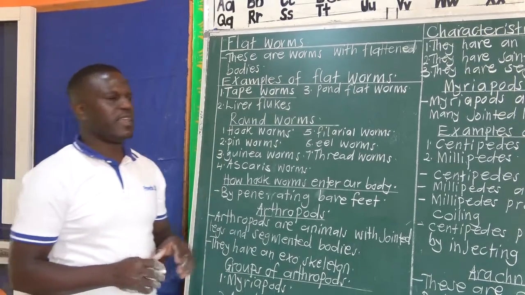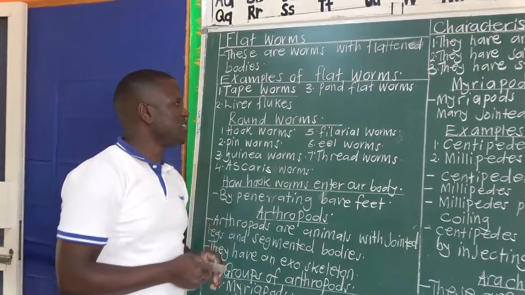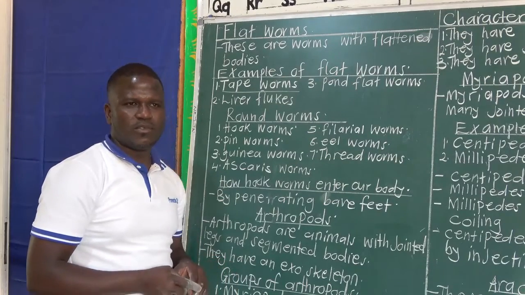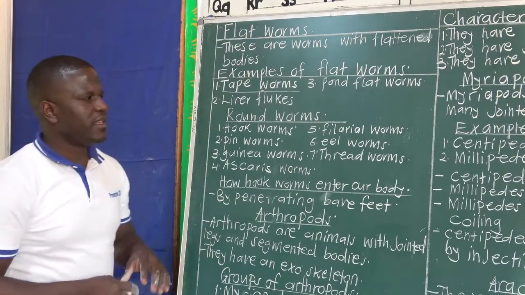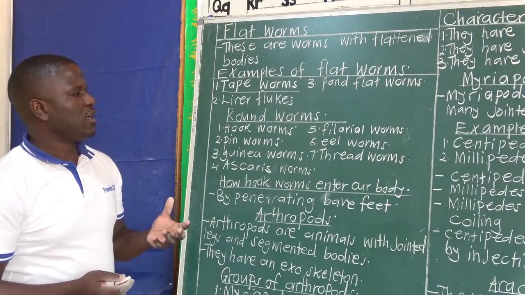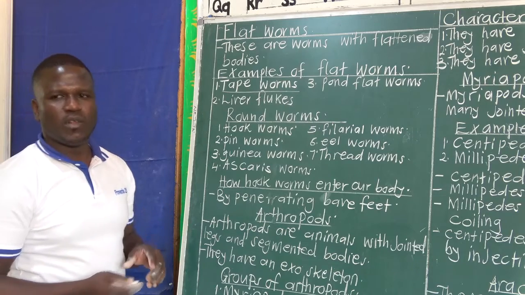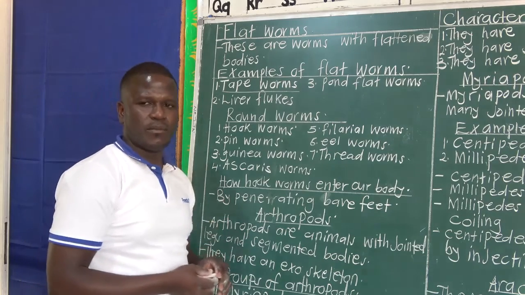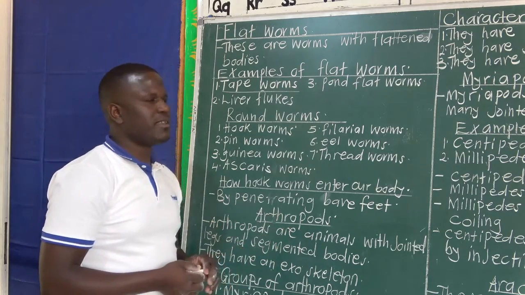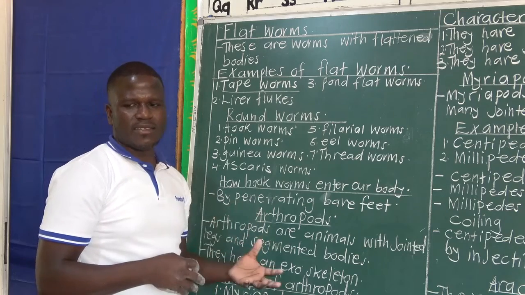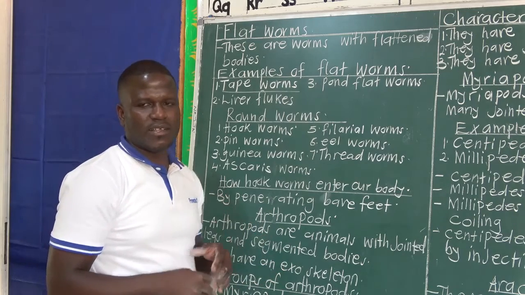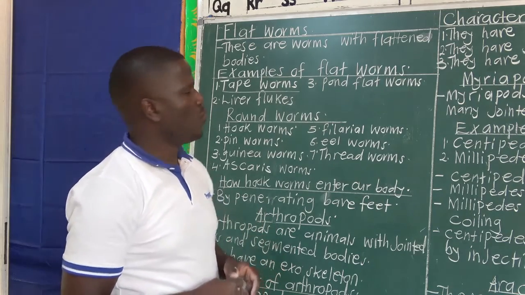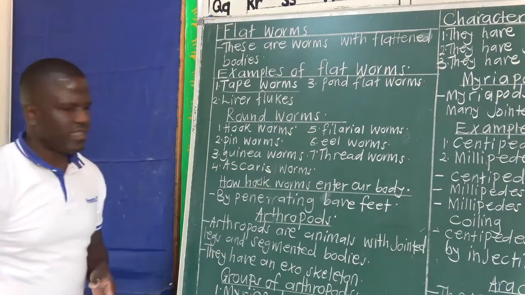The head of a tapeworm is called a scolex. In P4 you drew a diagram showing the tapeworm, and a tapeworm has hooks and suckers. These hooks and suckers are used for attachment.